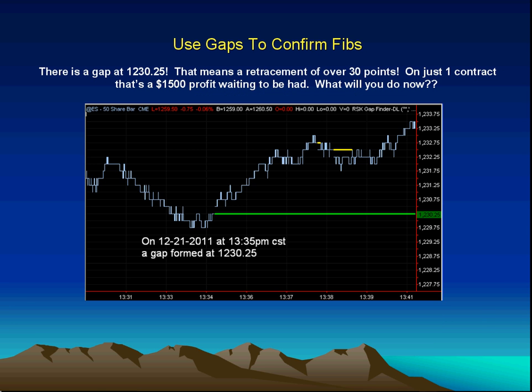Because there's a gap at 1230.25. It formed on the 21st at 1:35 p.m. Central Time, and that gap is going to be filled. Now, if it so happens that the market continues to rally up, the difference between wherever the market winds up being and this gap fill is going to result in a retracement that is likely going to exceed 30 points. So on just one contract, that's a $1,500 profit waiting to be had. So now what are you going to do?